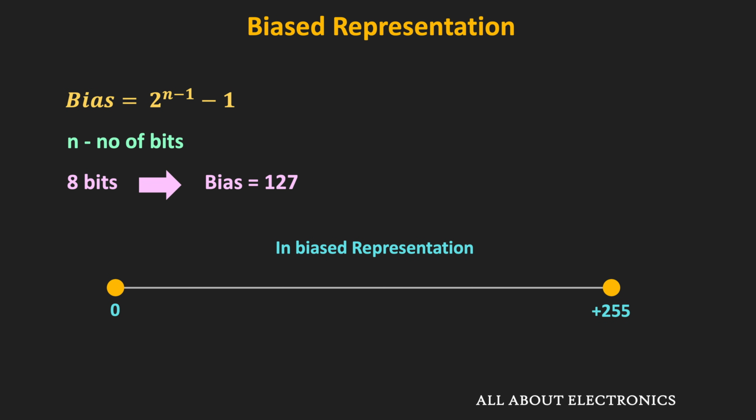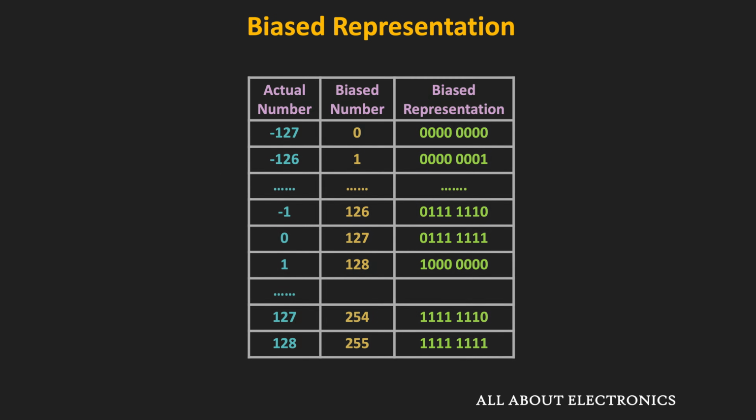255. That means if you want to see the actual range of the exponent, which can be represented in the 8 bits, then we need to subtract this bias. So after subtracting the bias, if we see the actual range, then it will be from minus 127 to plus 128. So this table shows the actual numbers as well as the value of the number after adding the bias. And as you can see, the last column shows the corresponding bias representation.